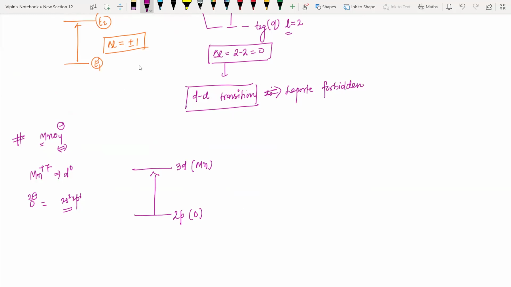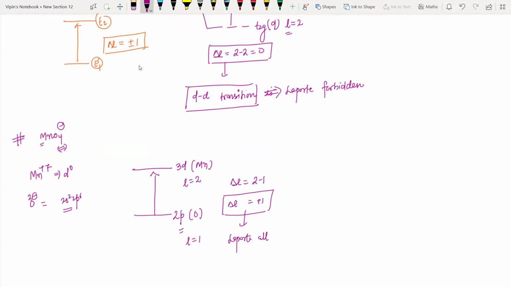2p to 3d. Here for p, the L value is equal to 1. Here for d, the L value is equal to 2. The difference between these two energy states, delta L, is 2 minus 1, that is plus 1. It means this kind of transition, that P to D transition, is Laporte allowed. So this kind of transition is Laporte allowed.